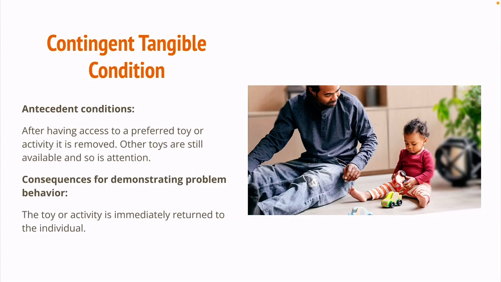Now we have the contingent tangible condition. In this condition, before the problem behavior happens, you are going to give them access to their preferred toys or activities, but then you are going to remove them. You can do this by saying, "Okay, it's my turn," and then take the toy or the preferred item from them. If the problem behavior occurs, you are going to immediately return the item. If that behavior happens a lot during this condition, it may indicate that it is being maintained by access to tangibles.